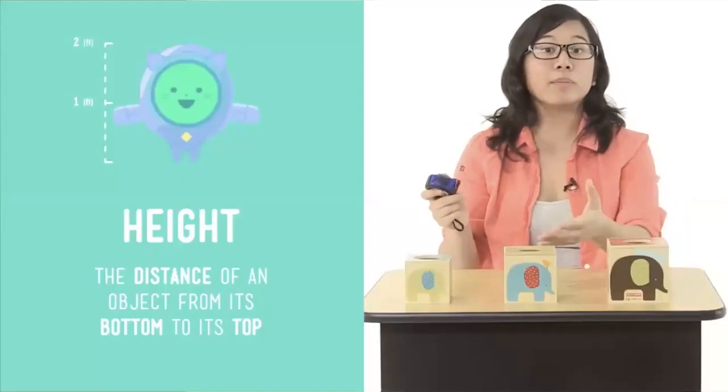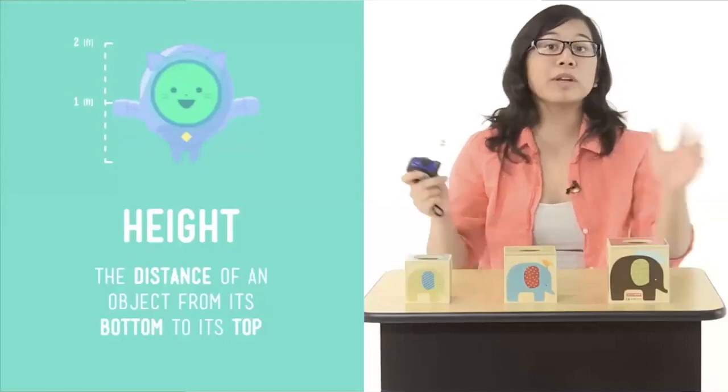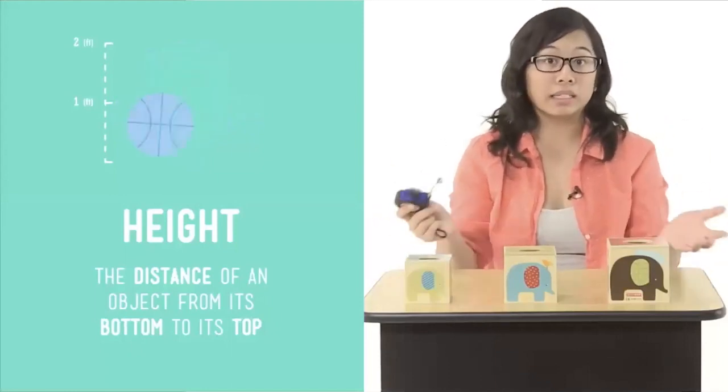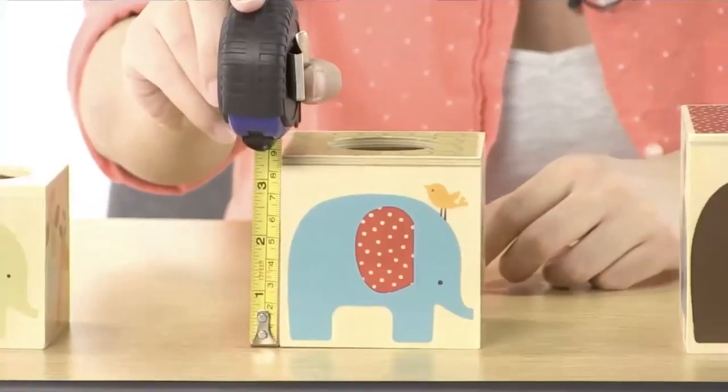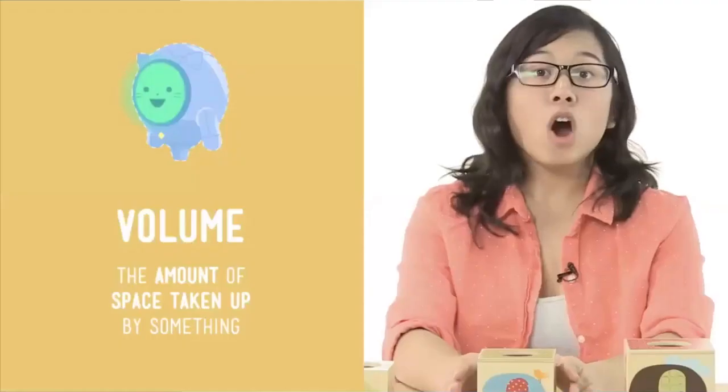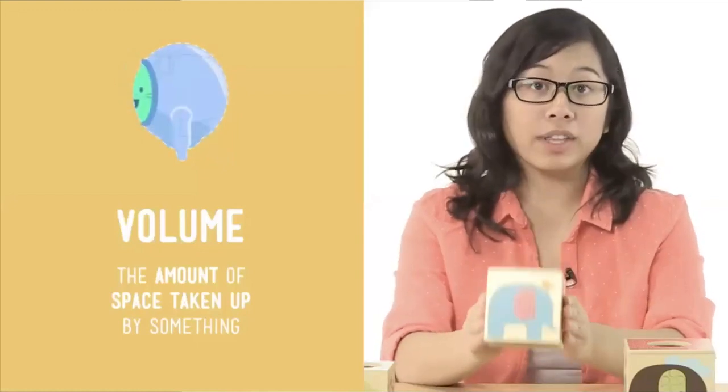It's the distance of an object from its bottom to its top, not to mention a major factor in being able to play basketball successfully. And the height of this block is 9 centimeters. So length, width, and height are some of the most commonly used properties, but there are a lot of others too. For instance, our block is also an object shaped like a box that takes up space.